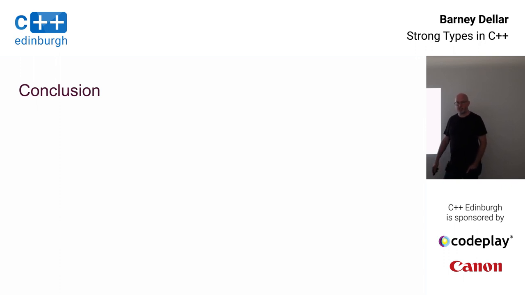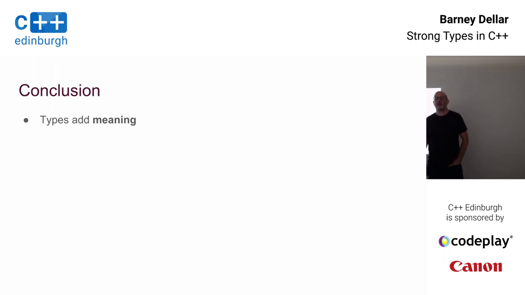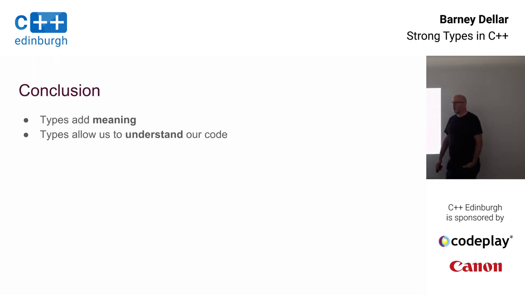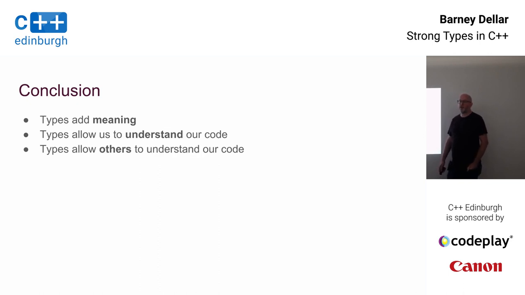I'll just go over some of the points that I've covered in this talk. Types add meaning. They don't just group together data and functions. They are a high-level language feature that adds semantic value to our code bases. Well-defined types allow us to understand our own code better as we create it, and allow others to understand our code better. And that other person may well be us in a few weeks, in a few months, in a few years.